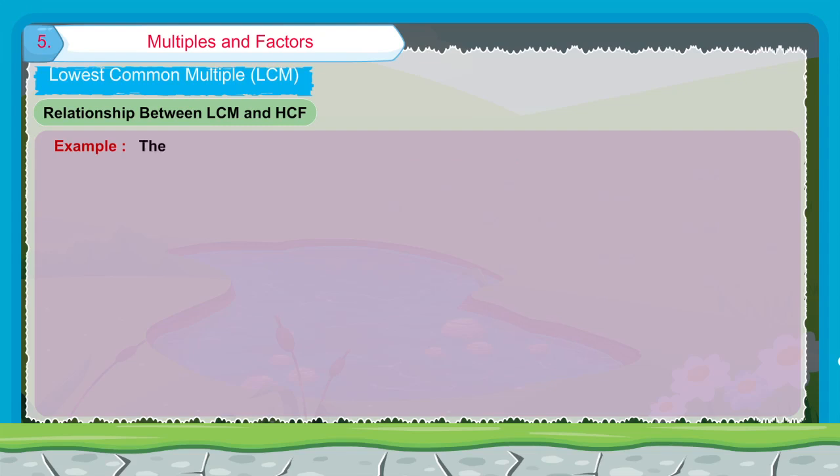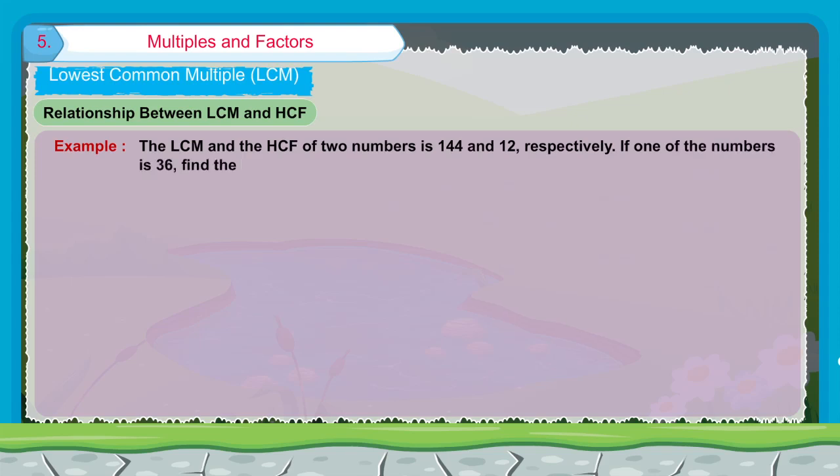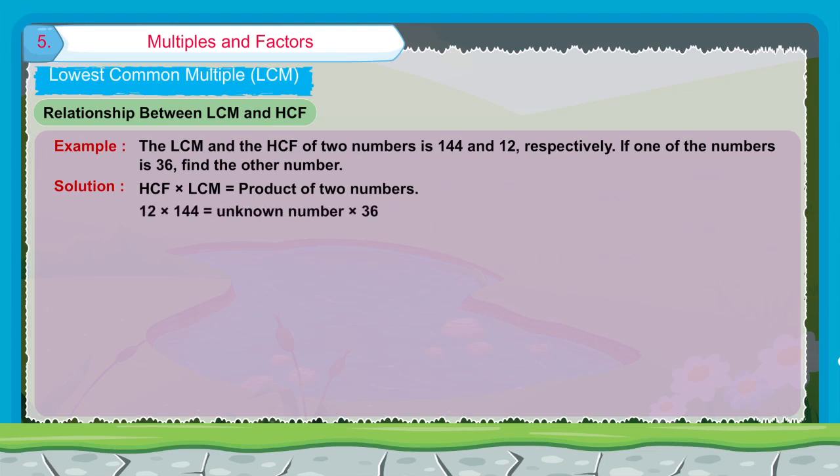Example: the LCM and the HCF of two numbers is 144 and 12, respectively. If one of the numbers is 36, find the other number. Solution: HCF into LCM is equal to product of two numbers. 12 into 144 is equal to unknown number into 36. Therefore, unknown number is equal to 12 into 144 divided by 36 is equal to 48.